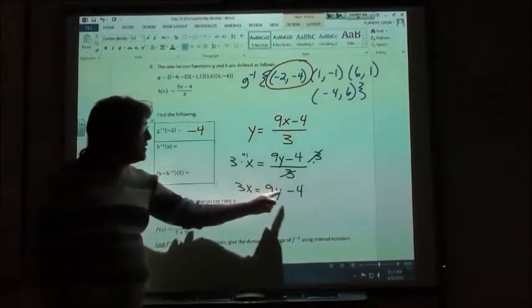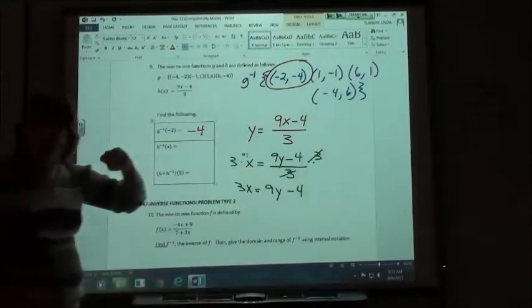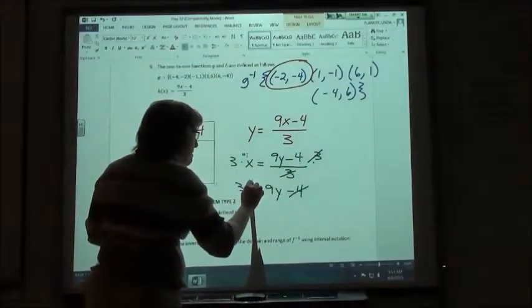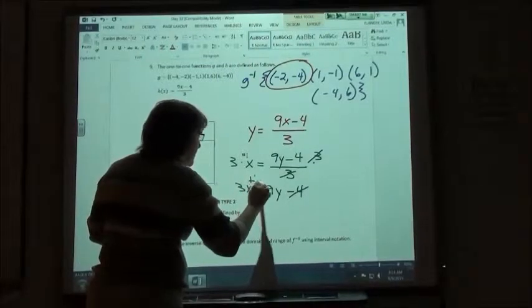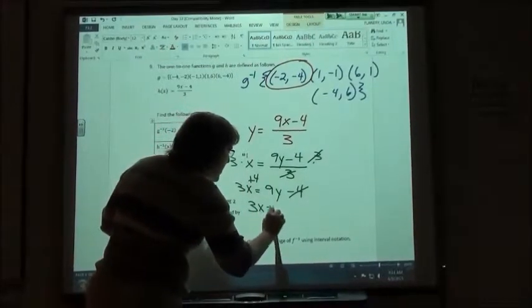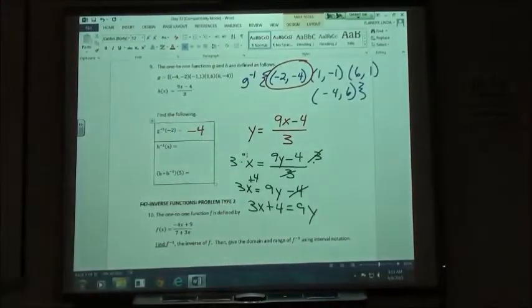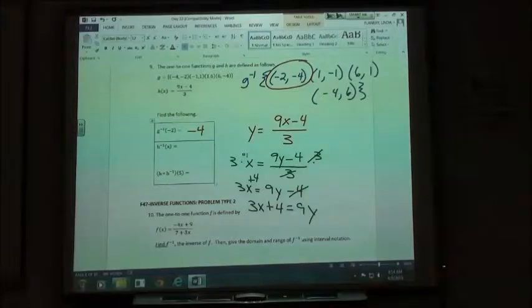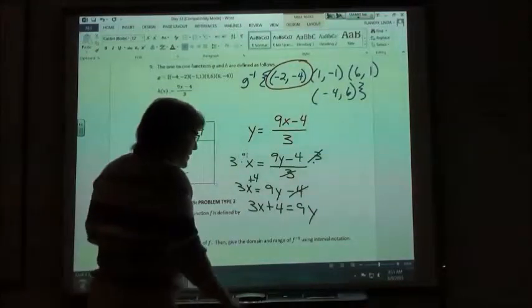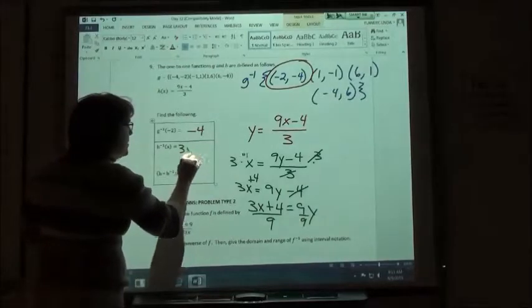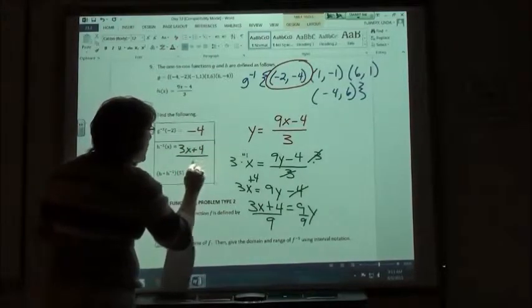I want the y by itself, so I need to move my 4. So what am I going to do with my 4? You're going to take it to the left, and make it positive 4. So 3x plus 4 equals 9y. And if we have 3x plus 4 equals 9y, we still need to get rid of the 9, so we're going to divide. So our inverse function is 3x plus 4 over 9.